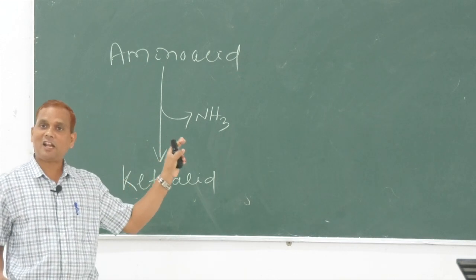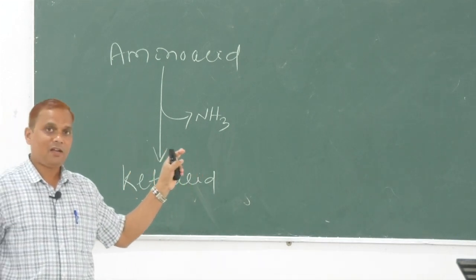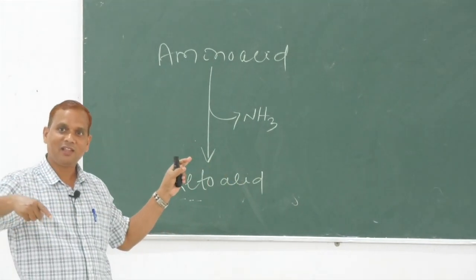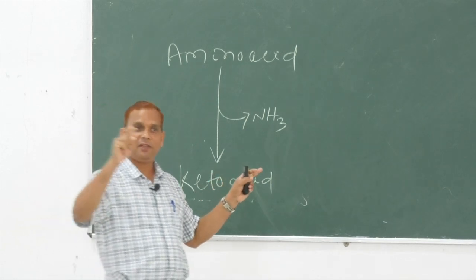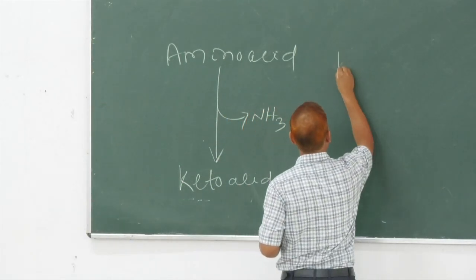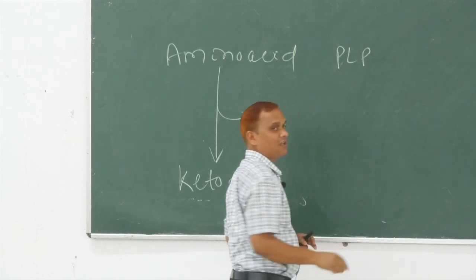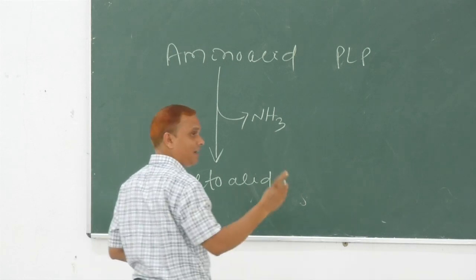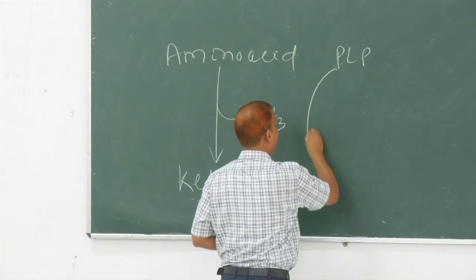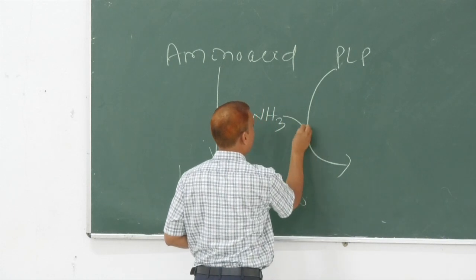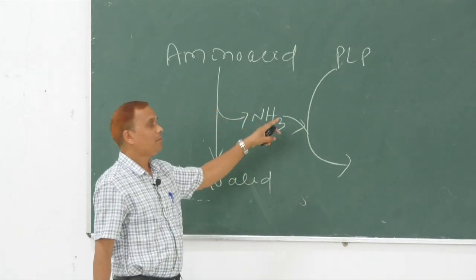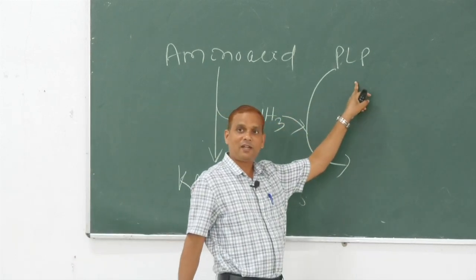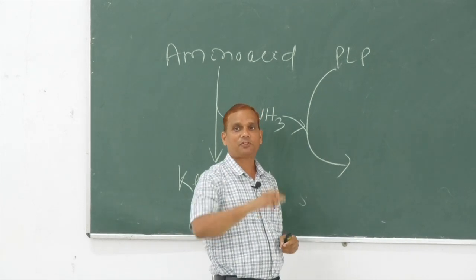After this, it will transport the amino group. Who will take that amino group? It will be carried by the PLP. That is pyridoxal phosphate. That pyridoxal phosphate will carry the amino group. That amino group will be carried by PLP, pyridoxal phosphate. After taking the amino group, pyridoxal phosphate becomes pyridoxamine phosphate.